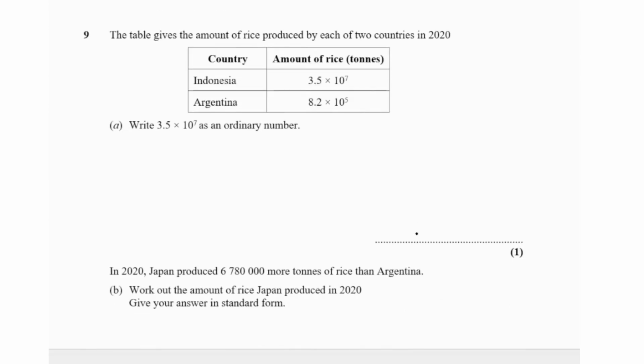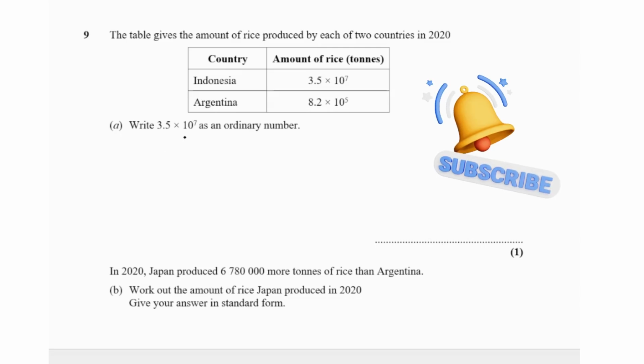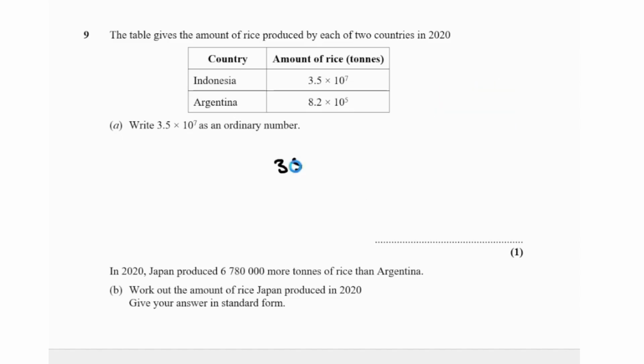Work out, write 3.5 times 10 to the power 7 as an ordinary number. This is 10 to the power of 7. We just simply write down 3, 5, and this 0 cancels out, and just add 6 zeros. Okay, so this is our ordinary number.